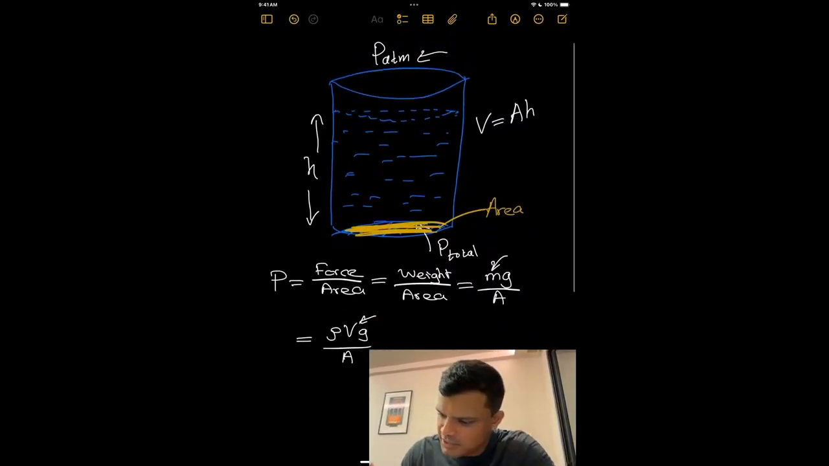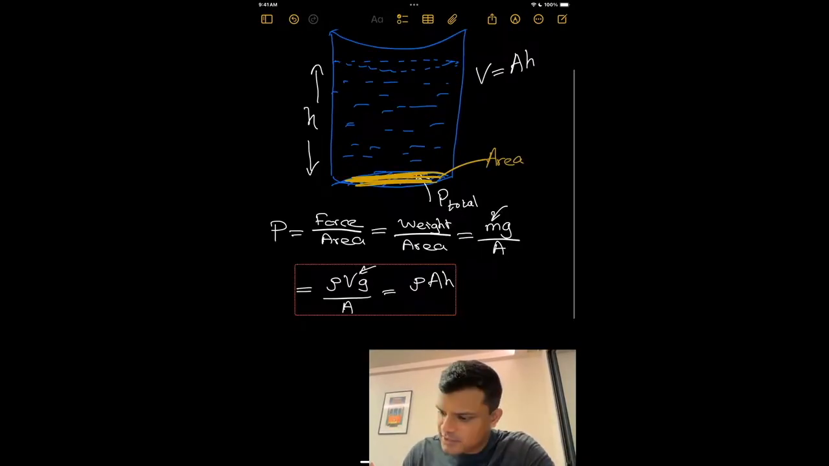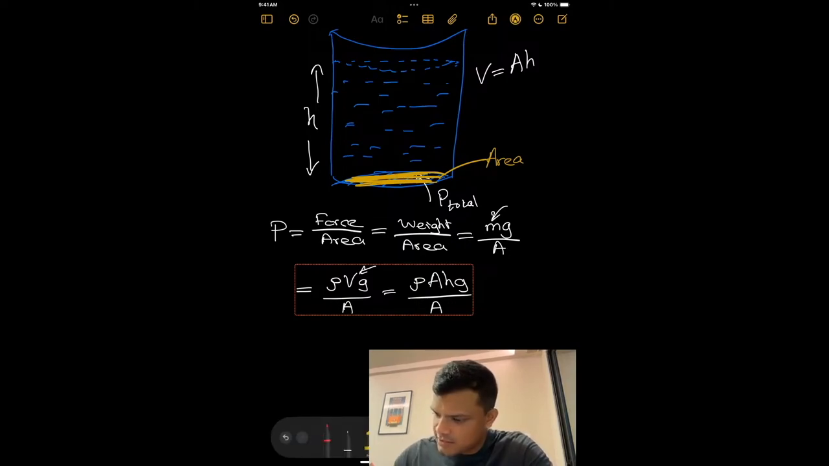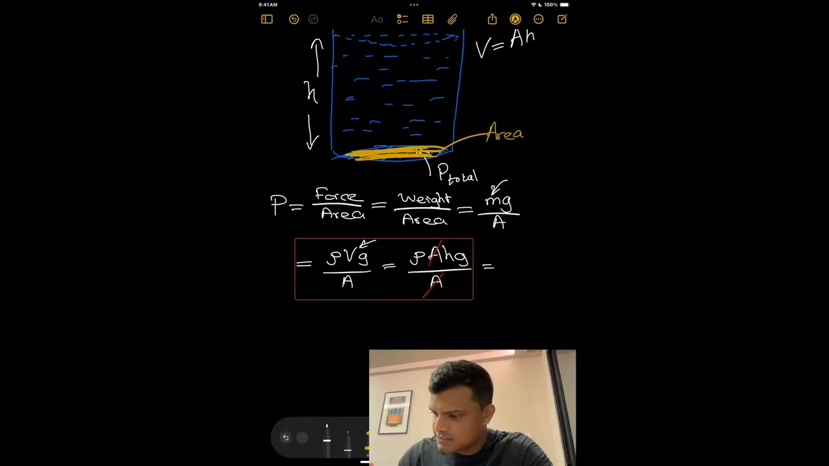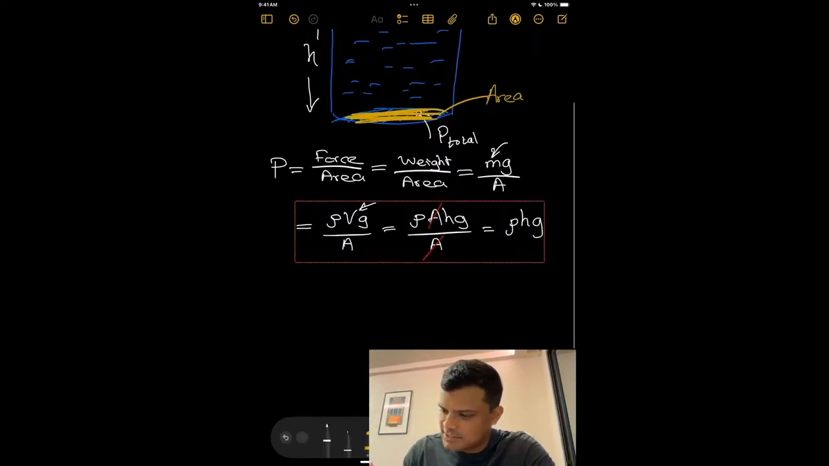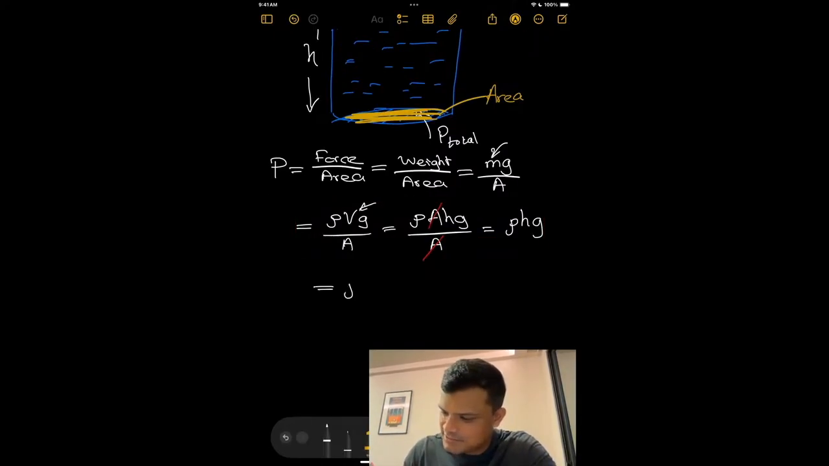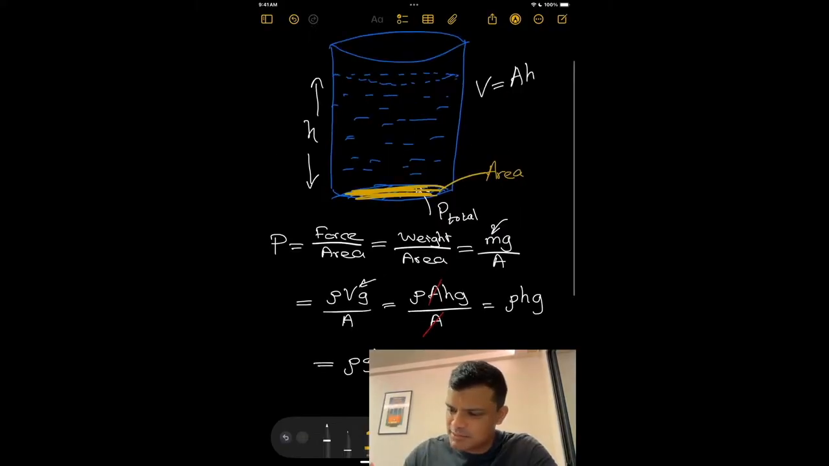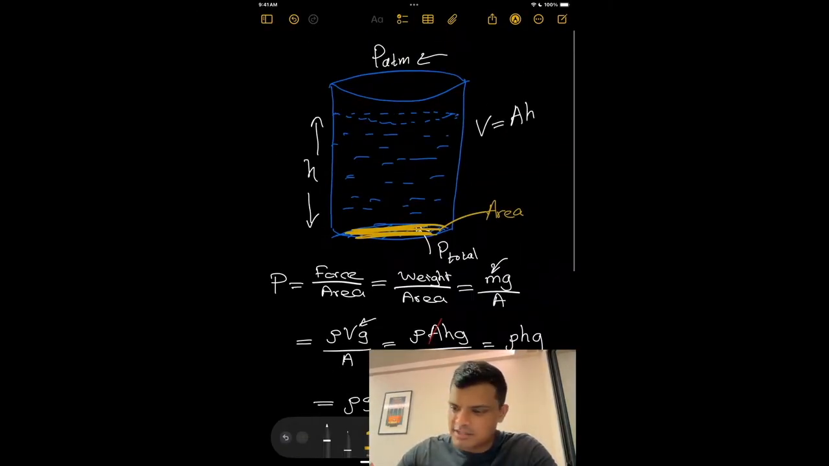So what we're going to do is rewrite this. We can say density, and instead of volume, we're going to say times the area times h, and then don't forget g, divided by A. Notice what happens here is that the areas cross out, and what you're left with is equal to rho h g. Oftentimes I remember it as rho g h. It doesn't matter which way you multiply, it's the same thing. So that's the pressure at the bottom of the container due to the water.